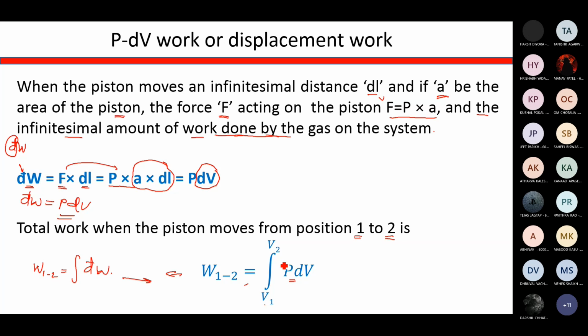Now I am intentionally writing this as w1-2. Why are we writing it like this? I will explain it in the next slide. Can I go to the next slide? Yes, sir. One minute. No. So just write down the last expression: W1-2 is equal to the integral of p dv with limits v1 to v2.